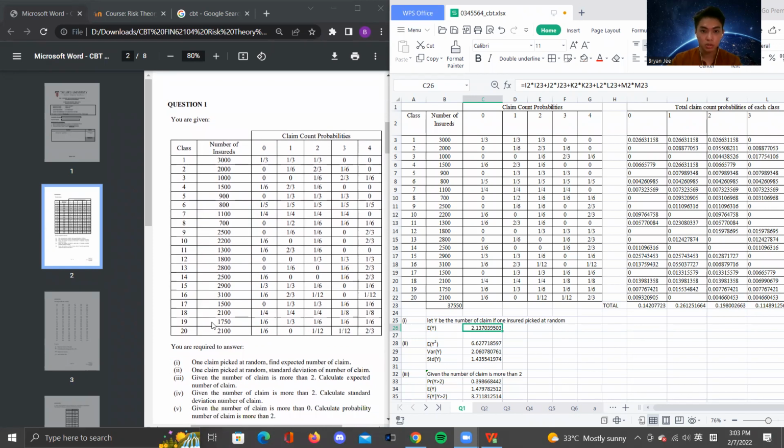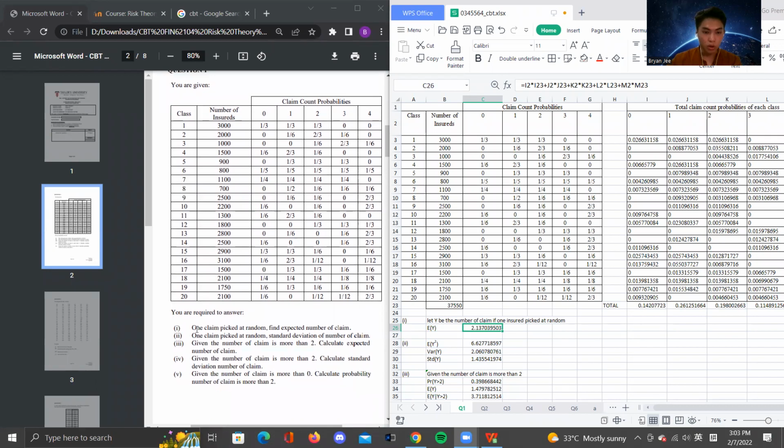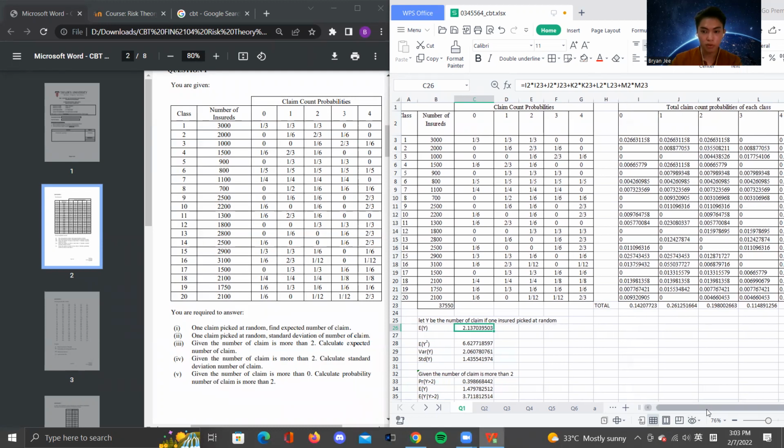So the table here shows the claim count probability and the number of insured corresponding to it, and then the class. So these are the probabilities corresponding to the number of insured and class. We've got a total of 5 questions below. The first and second questions have already been corrected. The question has been corrected to one insured instead of one claim picked at random. We are going to find the expected number of claims. So let's do the first question.